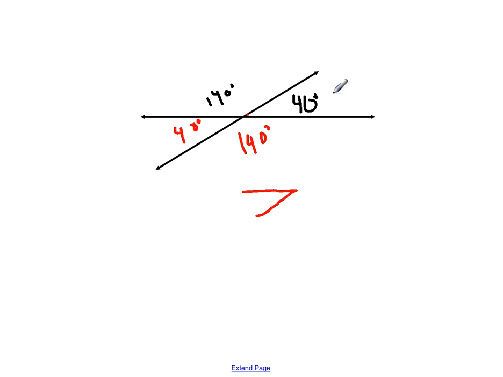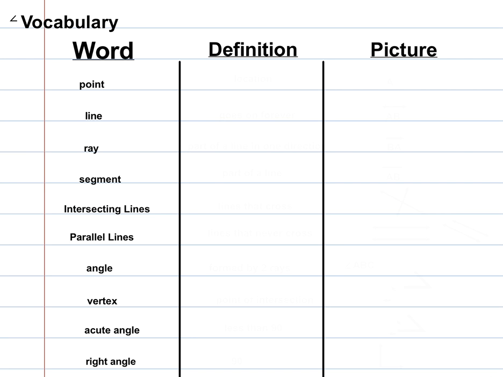The other cool thing with supplementary angles, or complementary, that are right next to each other, these are considered adjacent. Adjacent means they're right next to each other. So 40 and 140 is right next to each other here. This 40 and this 140 are right next to each other. They are adjacent. They share a side and the vertex. This 40 and this 140 and this 40 would be adjacent. So we have some new vocabulary words to look at on our vocabulary sheet.